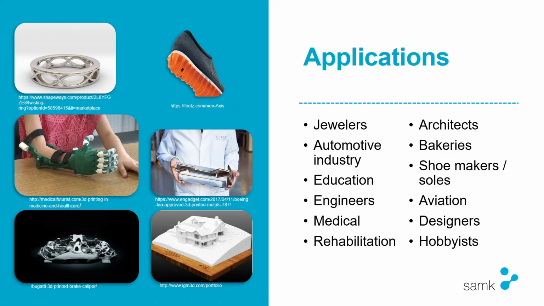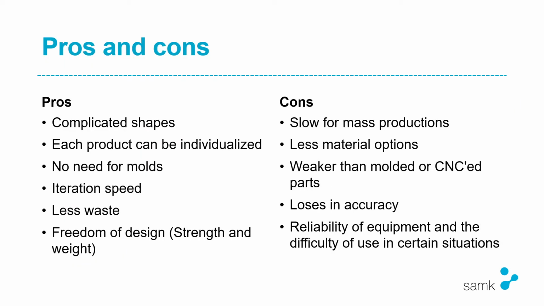They can create parts that used to cost a lot of money, but now they can create them for pennies, those little spare parts that they use in their own hobby. But what are the pros and the cons of this great manufacturing method? Well, the pros are you can create very complicated shapes. Each product can be individualized. There's no need for molds because the printer creates the parts from nothing.